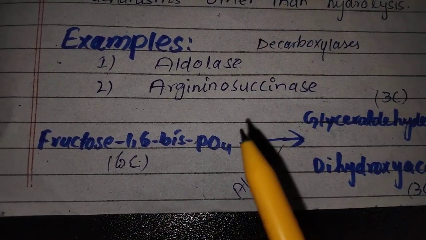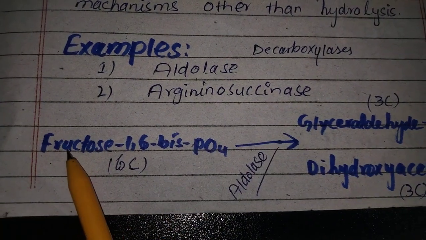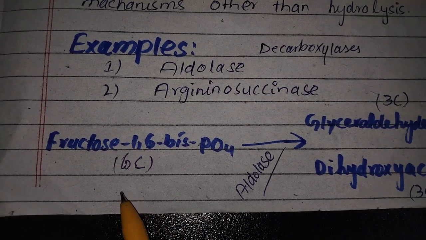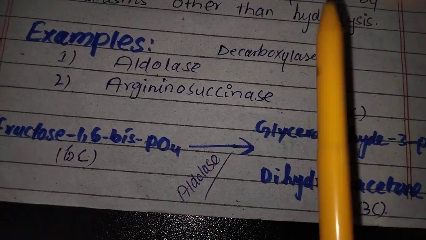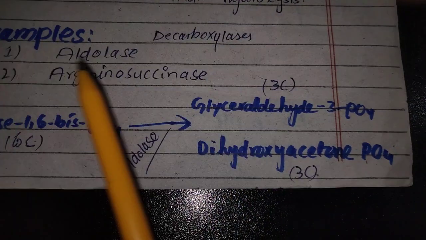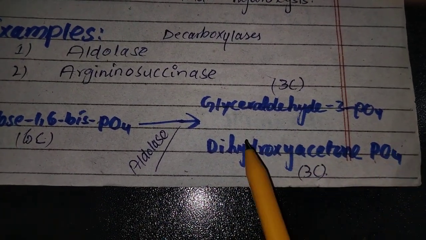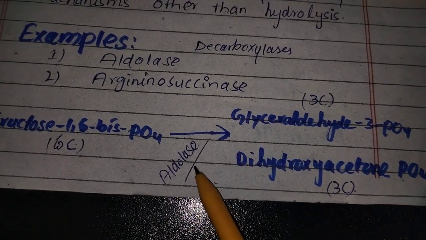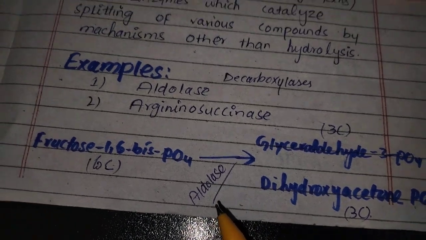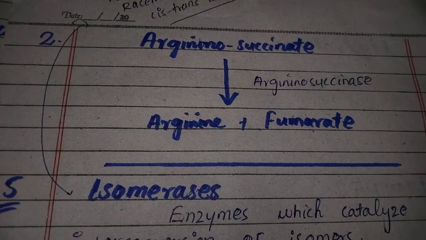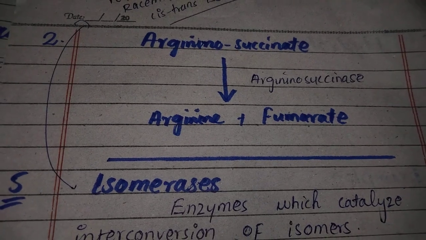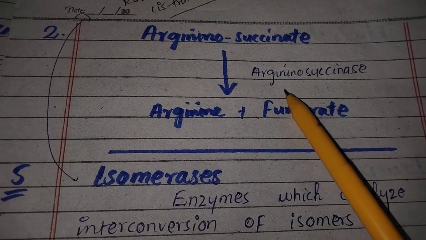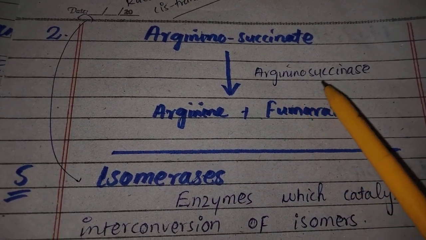Let's see the example where aldolase is used. Fructose 1,6-bisphosphate. It is a 6 carbon containing compound in glycolysis. It is broken down into 2 three-carbon containing compounds, glyceraldehyde 3-phosphate and dihydroxyacetone phosphate in the presence of the enzyme aldolase. Here we do not provide water because it is the lyases class. Next example of lyases, that is argininosuccinate. It is being converted into arginine and fumarate in the presence of an enzyme, that is argininosuccinase.